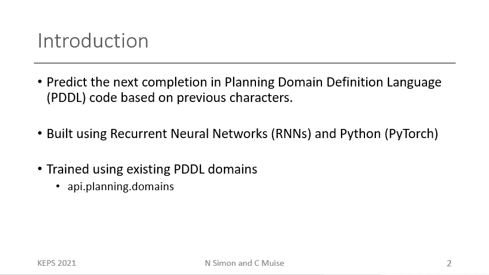The model was trained on a corpus of publicly available PDDL files from api.planning.domains. Therefore, the main contribution of our approach is a language model built using RNNs that is trained on existing PDDL domains and which can be used to generate PDDL-like code.